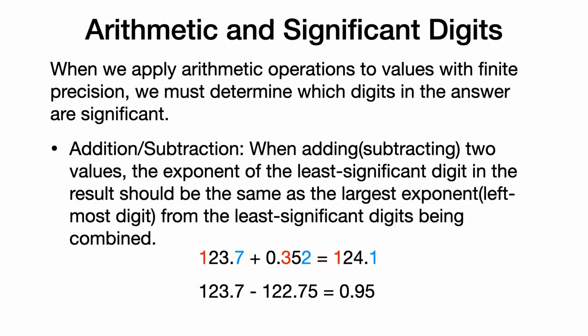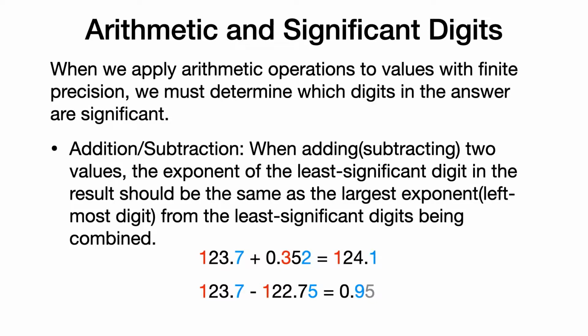And a very important final example, let's look at subtraction here. We have 123.7 minus 122.75. We get 0.95. Okay, where are our least significant digits? Well, the largest one is, again, in the -1 column. So in our answer, that's going to be the 9. That's our least significant digit. And it looks like we have only one significant digit in our final answer, even though the numbers going in had 4 and 5 significant digits going in.